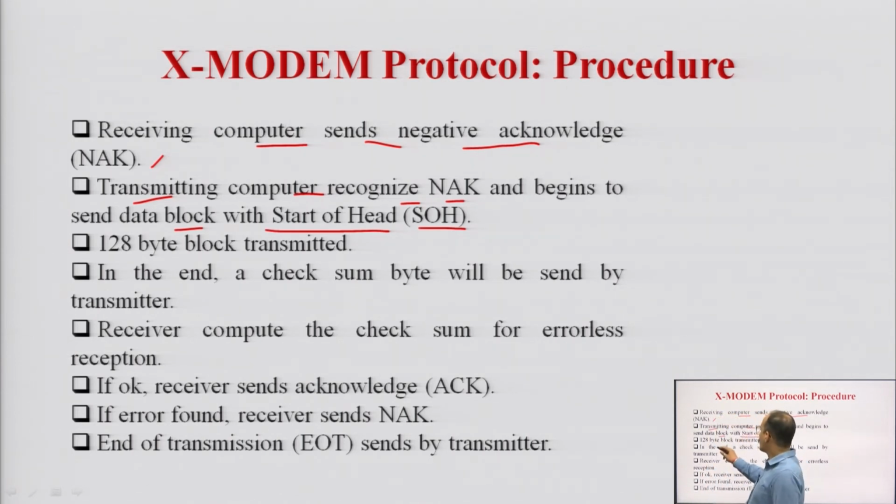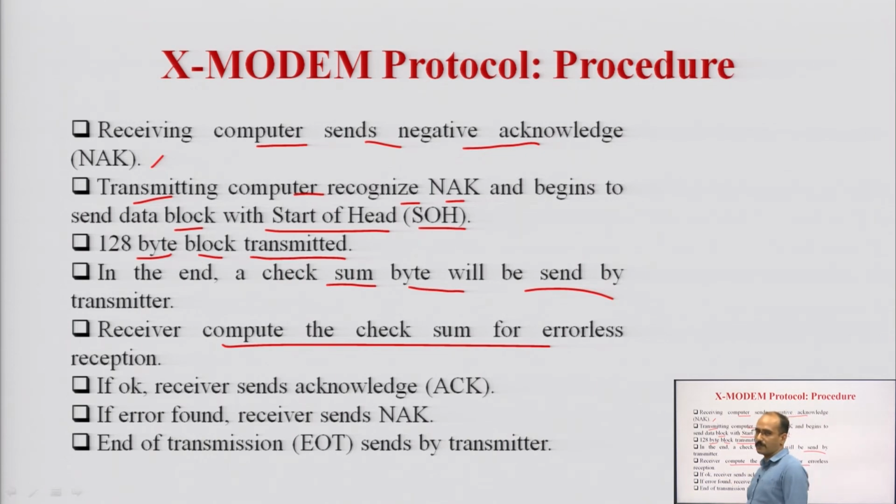Then a 128 byte block is transmitted, and at the end of that block there is a checksum byte sent by the transmitter to check whether any error has been introduced in the system or not. That is about the checksum byte. Then the receiver computes the checksum for errorless reception, because as per the calculation with this checksum, the receiver can decide that the reception is errorless or there is some error present.